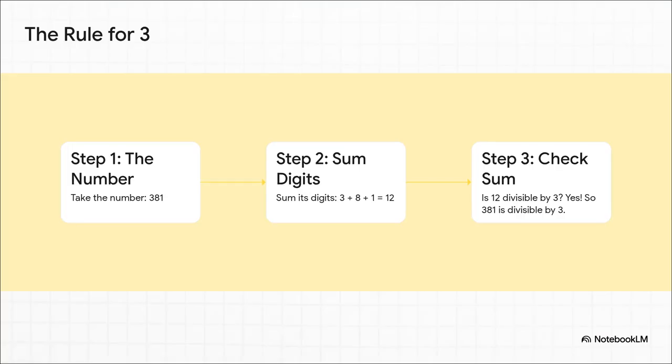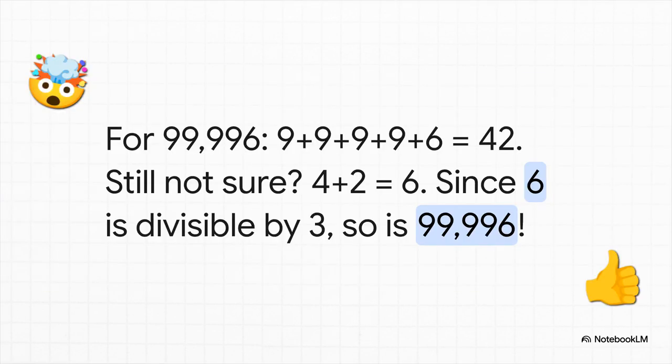For the number 3, you totally ignore how big the number is. Instead, you just add up all its individual digits. So for 381, we do 3 plus 8 plus 1, which gives us 12. And hey, we all know 12 is divisible by 3, right? Well, that means the original number, 381, is too. How neat is that?